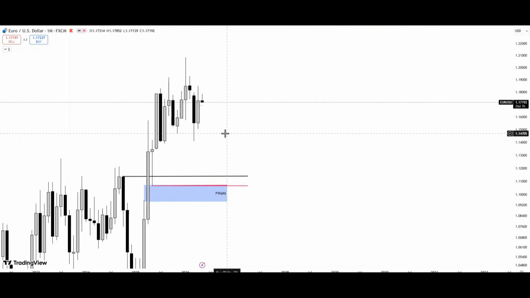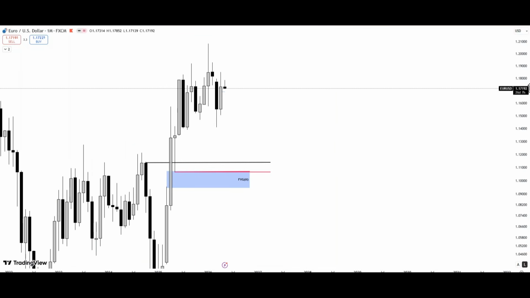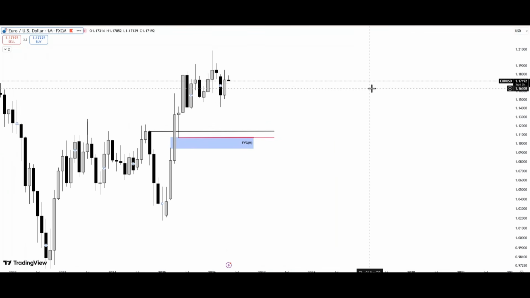That means if you want to see a bullish dollar, then you want to see a bearish euro. And you can also clearly see that happened last year. You could clearly see most of last year we had a bearish dollar.